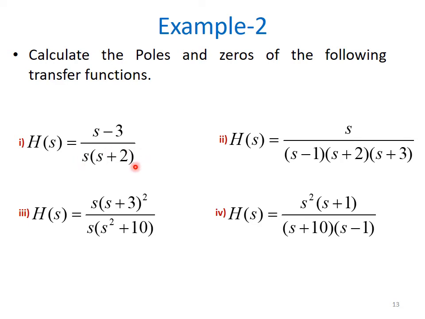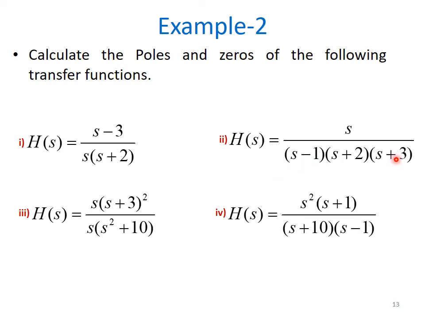Similarly, for the roots of the denominator polynomial, there are two roots. One root at s equal to 0, another root at s equal to minus 2. So we have two poles, one at the origin of the S-plane and another pole at s equal to minus 2. So this is how you can find out the roots of the numerator and denominator, in other words, poles and zeros of the system.